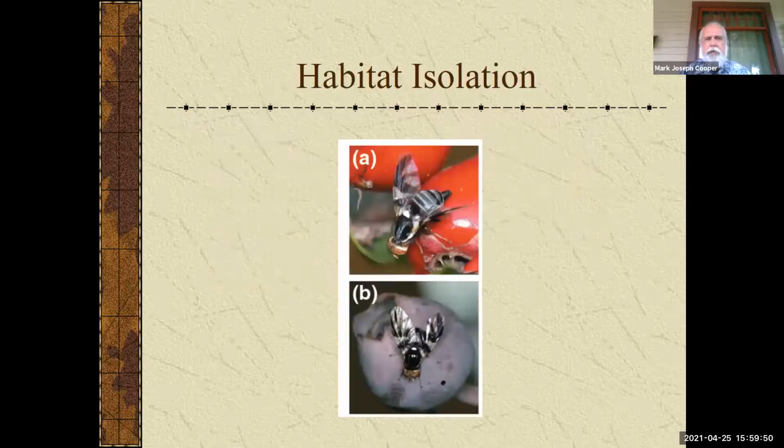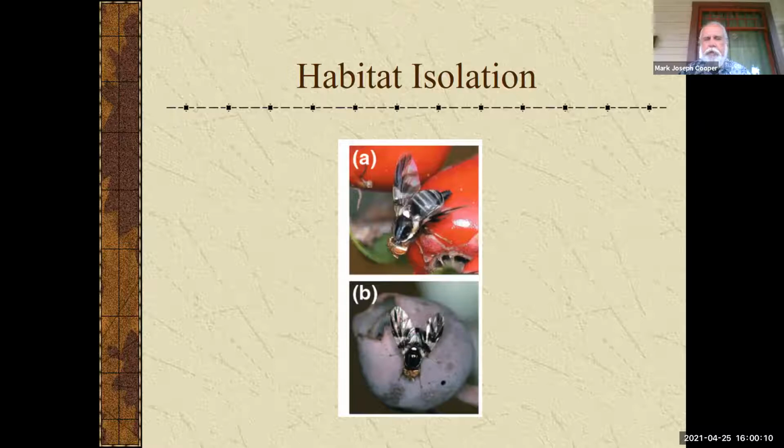So prezygotic, we're talking about habitat isolation. So they don't live together, can't breed from a distance. Some of you are thinking, well, I'm gonna have phone sex. If you can have kids that way, let me know. That's a Nobel Prize.